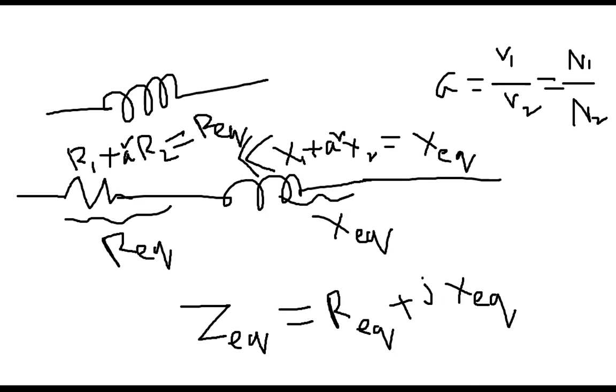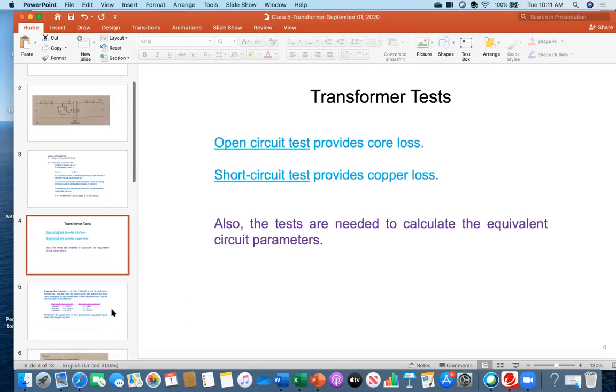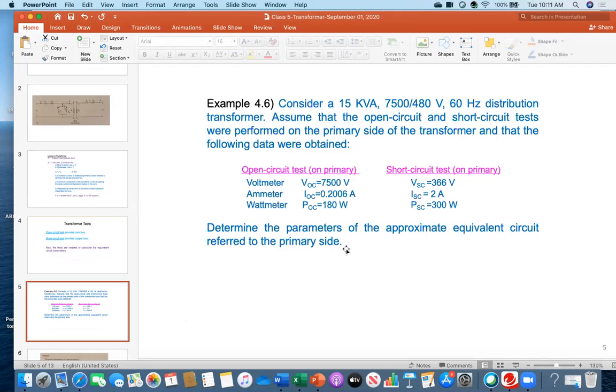Okay, now going back there. We want to conduct two tests. One is the open circuit test and the other one is the short circuit test. Once we understand those two tests, how to test and how to find the equivalent circuit parameters, then we will be able to solve this type of numerical problem. You will be getting this type of data in lab number 2.